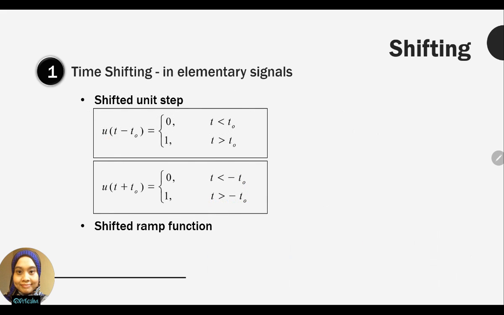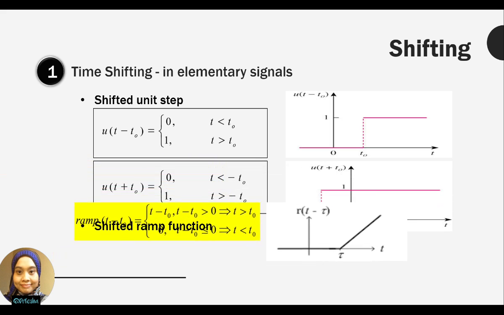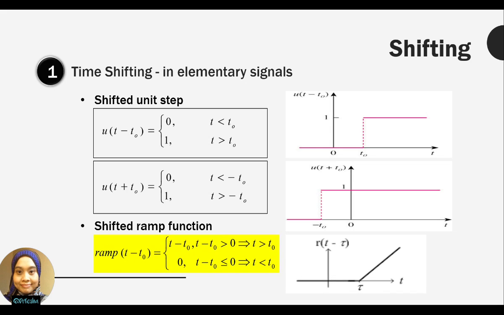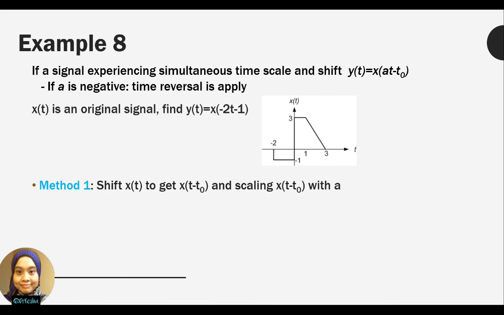We also can do time shifting on elementary signals, especially the unit step and also the ramp function. If you don't know what the unit step or ramp function is, please refer to my previous video. I already explained about this. Once you understand the unit step and ramp function, you can do the time shifting on them. There are some examples for you to do as well.